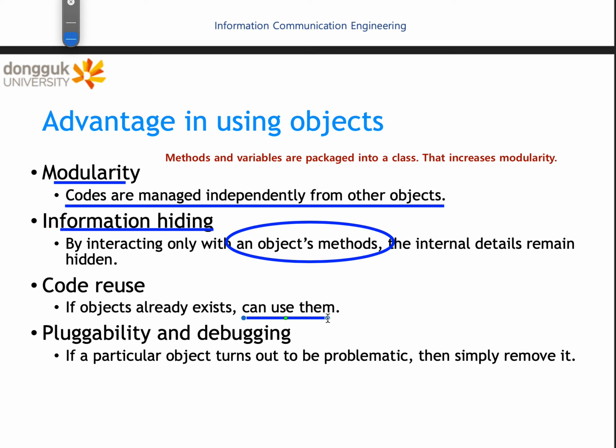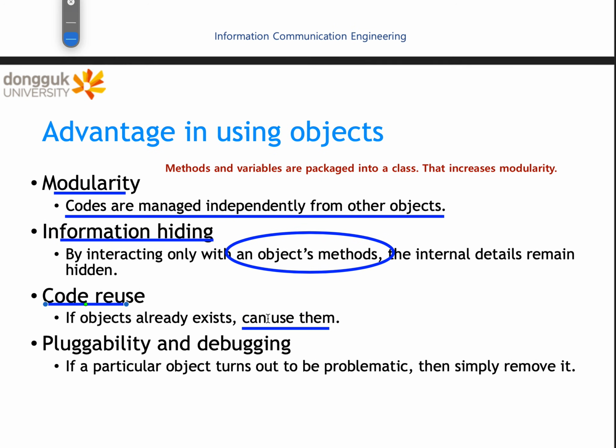But in an object-oriented language, everything is packaged into one class. So copying the class will be fine in most cases. In case you do not use any global variable, then it's fine. Just copy paste, that is fine. So it will help with code reusing.